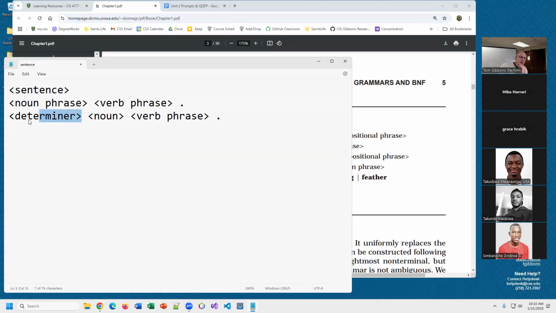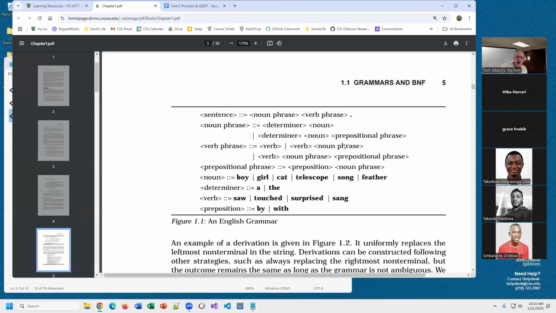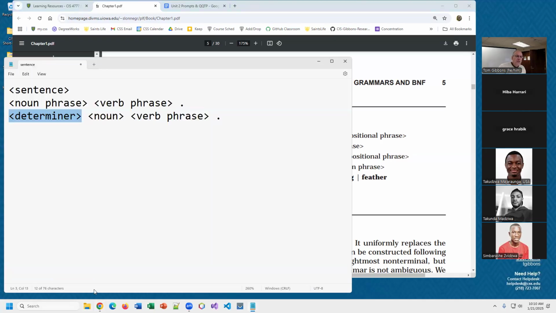So maybe we want to do determiner. What is a determiner here? We have a rule that has a determiner, and here's our determiner rule. We can put in a or the. So we can choose either of those. I'm going to choose the and put that in here.